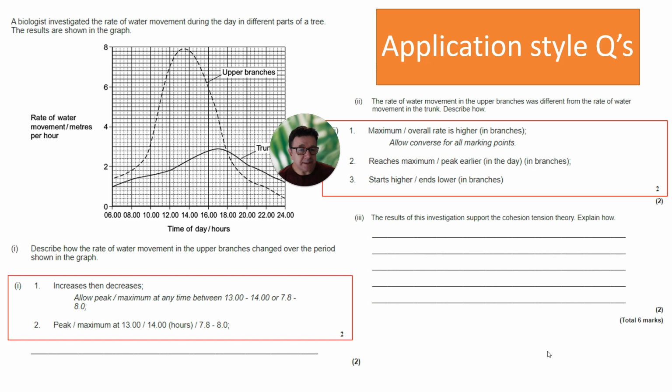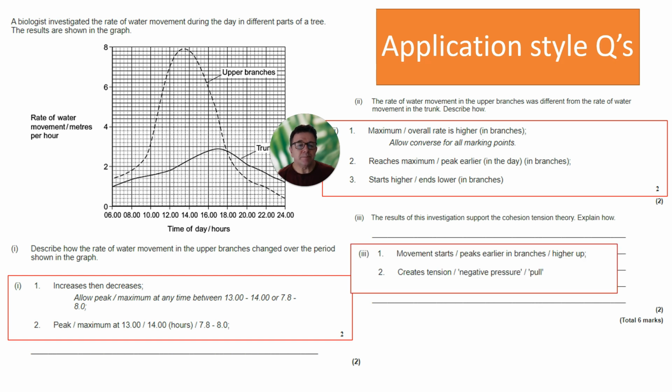This next one, the results of this investigation support the cohesion tension theory. So explain why. Well, movement starts earlier in the branches higher up. Therefore, you're creating tension. So this creates tension, or you could say it creates a negative pressure, or even you could say it creates a pull of the water column.